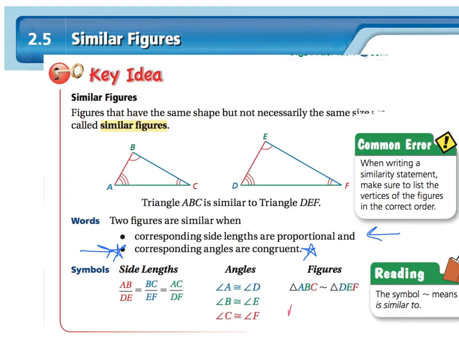Now you could have done this. Triangle CBA is similar to triangle CBA, then we can go backwards, BED. That is also acceptable, but they have to be corresponding and go in the correct order of vertices.